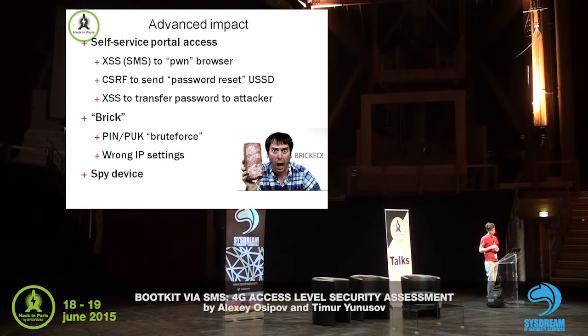Next interesting part was the vector for how to get access to the self-service portal with SMS. You send XSS with SMS, pwn the browser of the subscriber, then send a USSD request to reset the password, intercept it with XSS, and get access to the self-service portal. Also, a very simple denial of service attack: you send 3 requests with an invalid PIN to this window, then you send 10 invalid unlock codes and make a brick from the SIM card. Or you can simply change the IP settings and also brick the device.